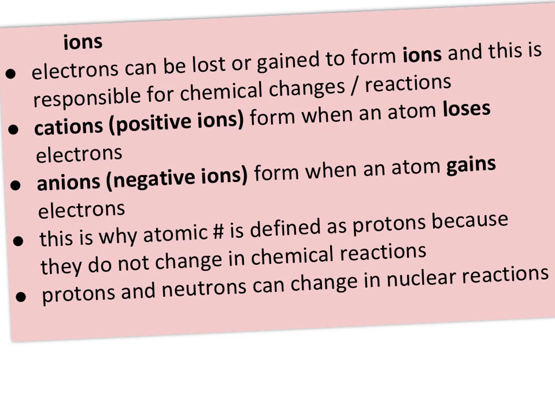Ions occur when electrons are gained or lost, and the gaining and losing or the transfer of electrons is what's responsible for chemical changes or chemical reactions. So this is really what we spend the year studying. Cations form when an atom loses electrons, and anions or negative ions form when an atom gains electrons. So this is why atomic number is defined as protons, because they won't change in a chemical reaction. But remember, protons and neutrons can change in nuclear reactions. However, in inorganic chemistry, our focus is going to be on chemical reactions and the change in electrons.